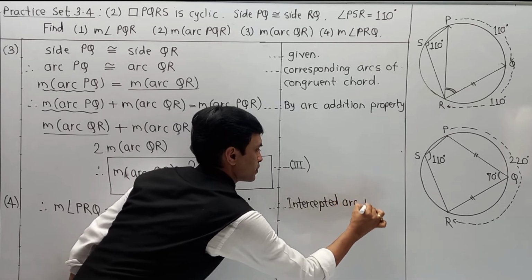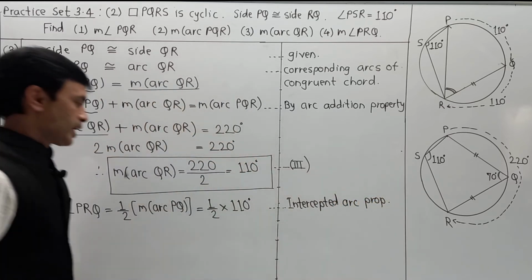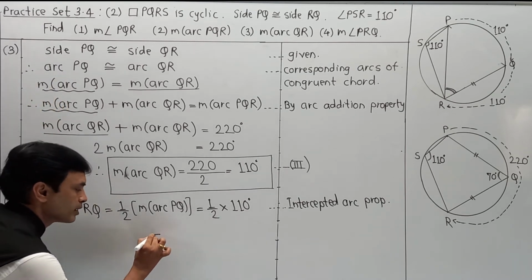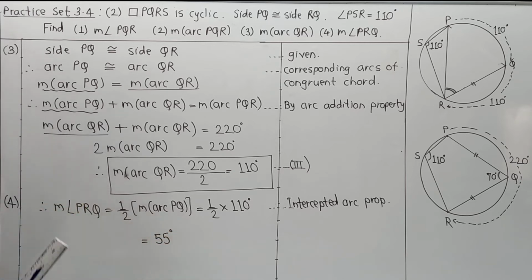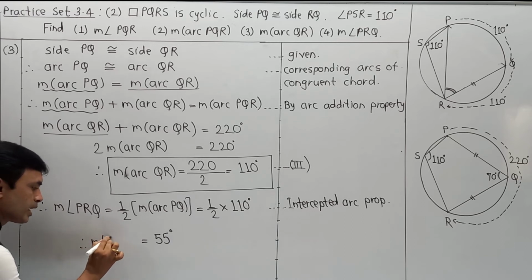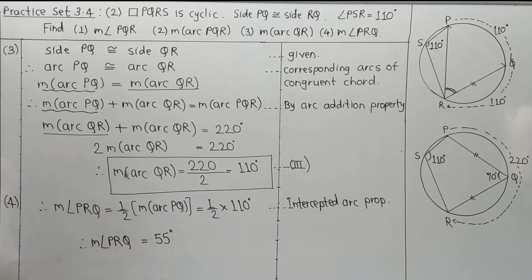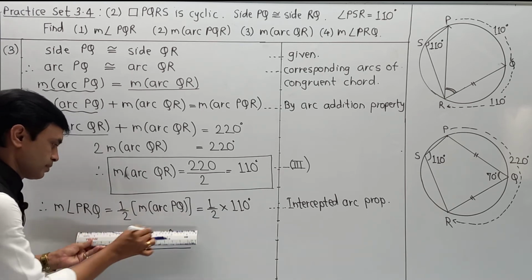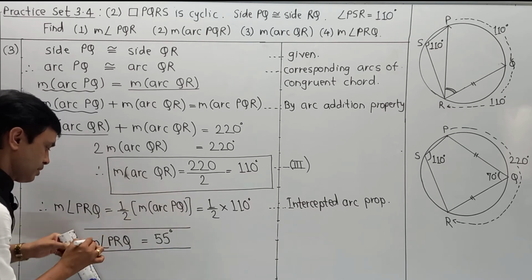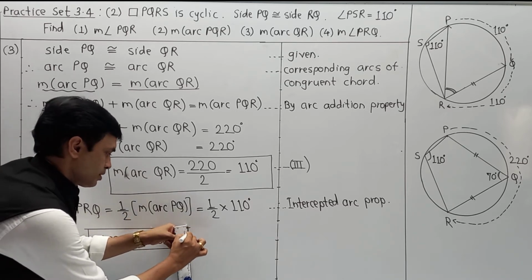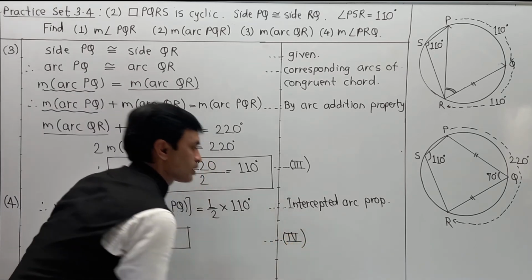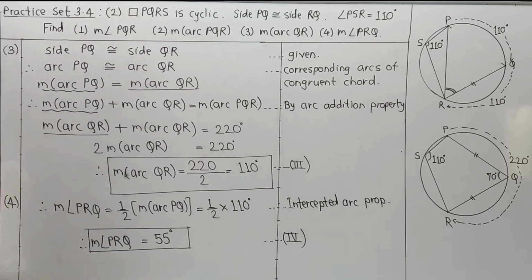Intercepted arc property. And half of 110, that is nothing but 55 degrees. And that is the value of major angle PRQ. Major angle PRQ, and this is also your required answer. So the part, and I am giving it as equation number 4. And in this way you can solve your entire numerical.